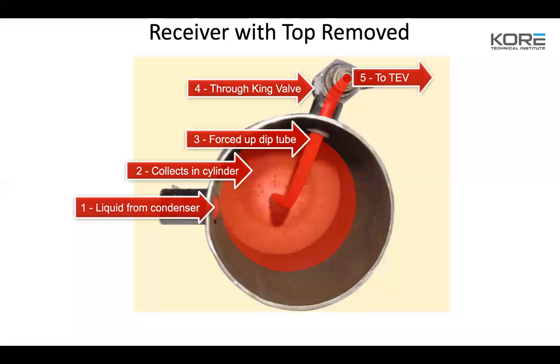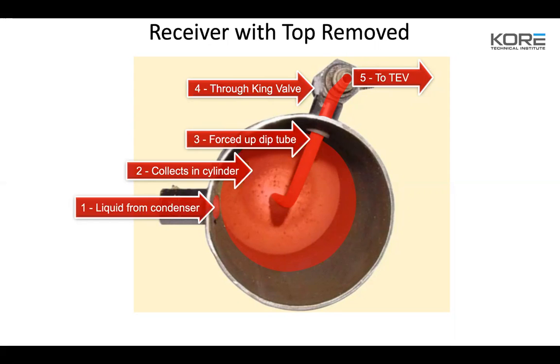So what you want to do is run your fingers up it until you feel it get warm or hot. And then two fingers below where it's getting hot is about where your liquid level is. It's not an exact measurement, but it's very close to testing your receiver level. Does that make sense?